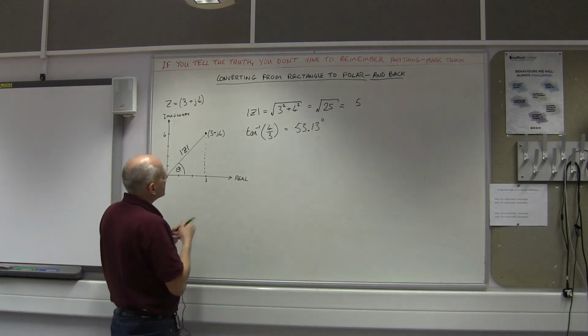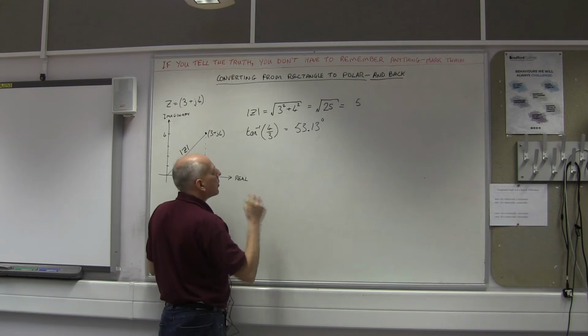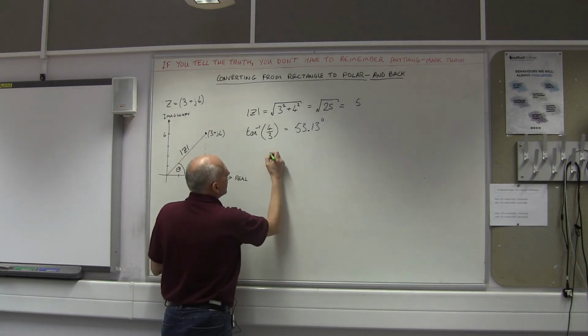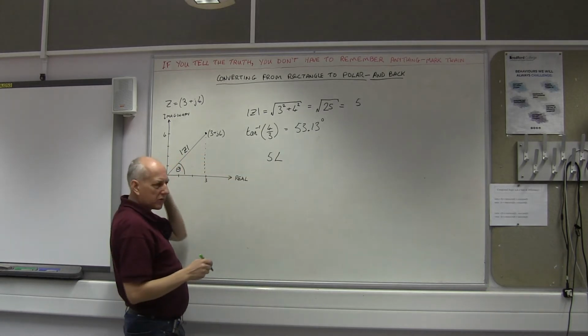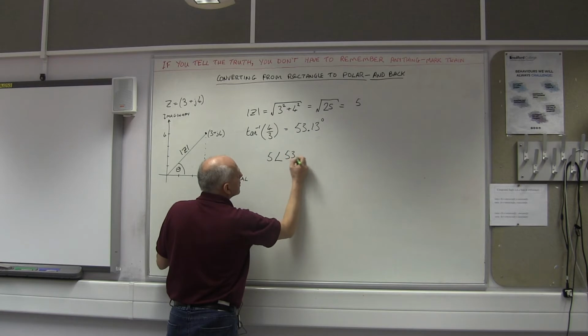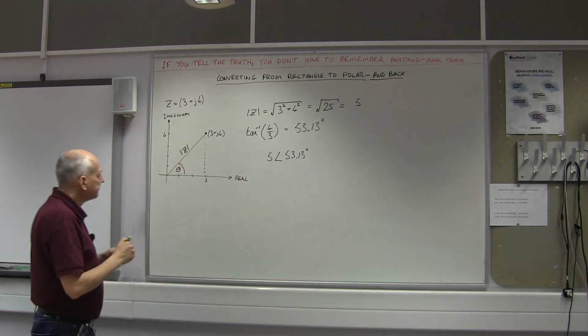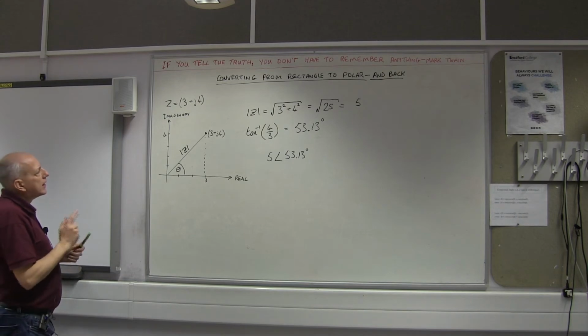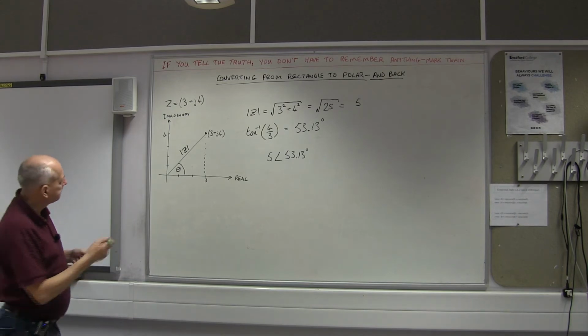So the way to write it for the polar method is 5, and then we use this symbol. It's a bit like an L that's collapsing, and a bit like a triangle. And then the angle, which is 53.13 degrees. So it's easy. Easy enough that. Let's have a look at another example.